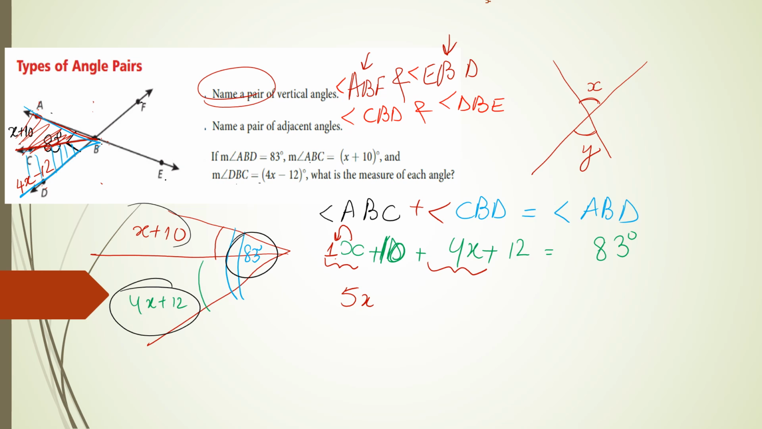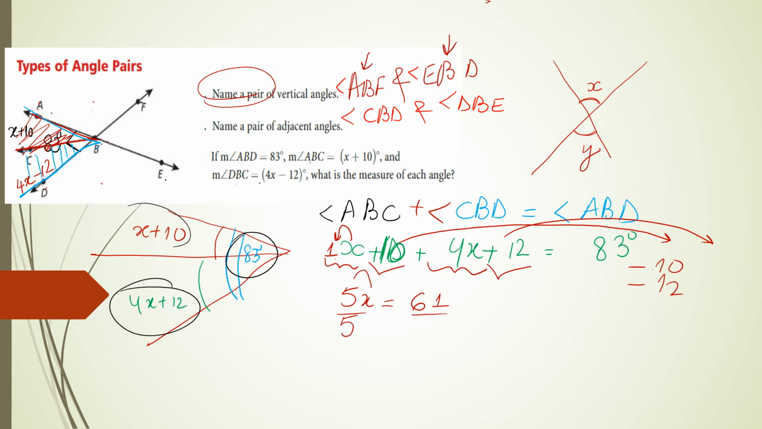Now you can either write plus 12 plus 10 gives you plus 22 and then bring it to the other side, or make your life easier. Bring all the numbers to the other side. So plus 10 goes to the other side, it becomes negative 10. Plus 12 becomes negative 12. 83 minus 10 minus 12 gives you 61. So 5x equals 61.